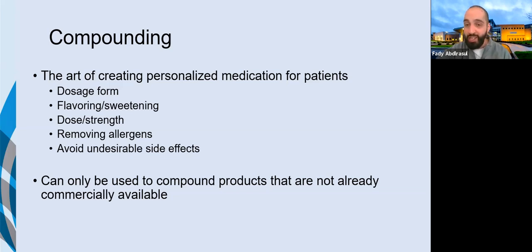So I have a patient at the pharmacy that I work at who's allergic to every color dye under the sun. So she could only have white tablets. And so compounding pharmacists could actually remove any colorings or any other allergens that a patient might have an allergy to. And then they could also help avoid undesirable side effects by personalizing medications for a patient's own genetic makeup.